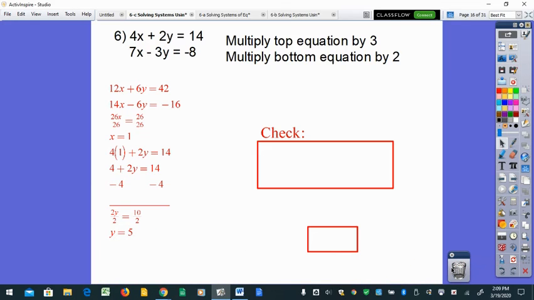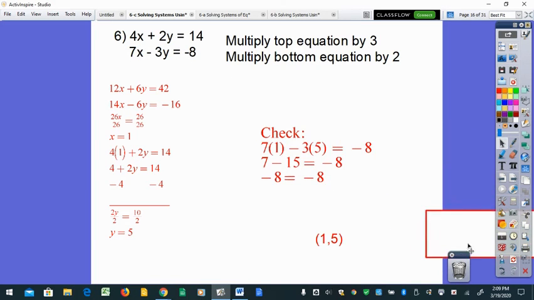I'm going to write that as a coordinate pair, and I'm going to check it in the equation I did not use here. So since I used the one that started with 4, I'm going to check it in here, and there is my check. So even if our equations aren't set up to eliminate by multiplying one of the equations by the same number all the way across, or multiplying the two equations by two different numbers, we can set it up to eliminate.